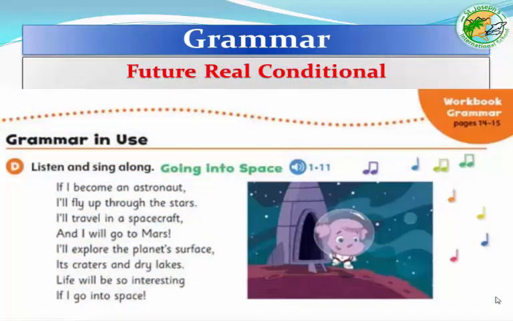Page 21. Grammar in use. D. Listen and sing along. Going into space. If I become an astronaut, I'll fly up through the stars. I'll travel in a spacecraft, and I will go to Mars. I'll explore the planet's surface, its craters and dry lakes. Life will be so interesting if I go into space.